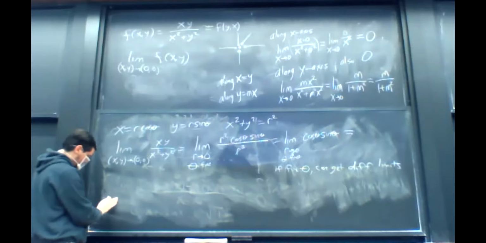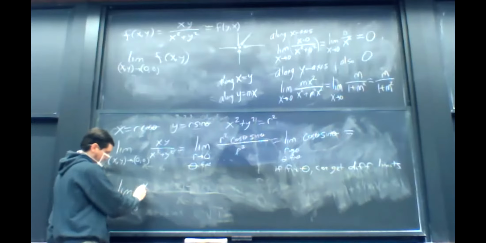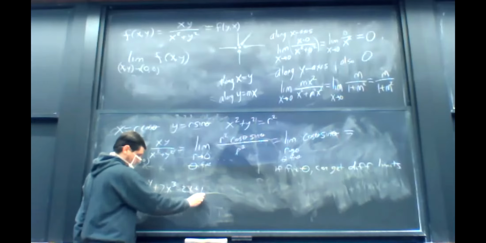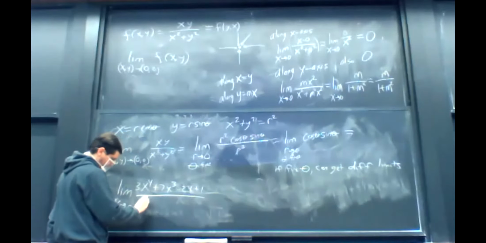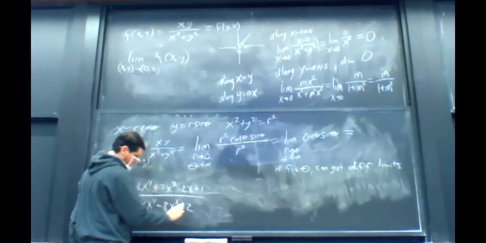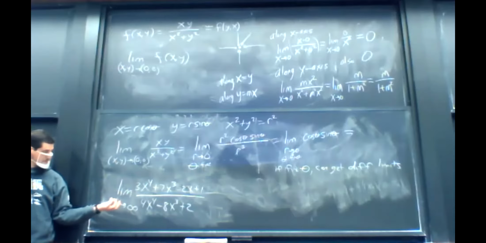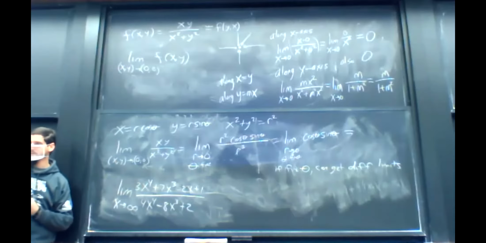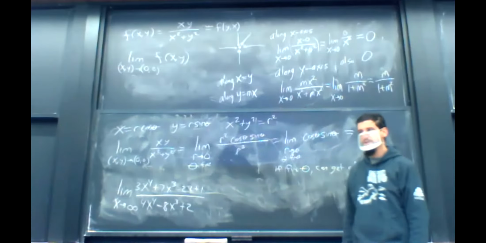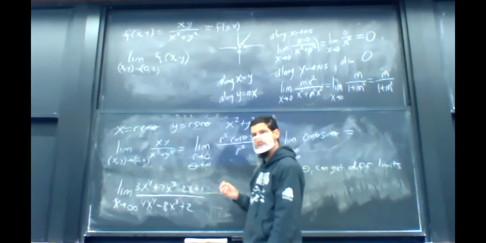And there's one last limit I want to do. Limit as x goes to infinity of, say, 3x to the 4th plus 7x cubed minus 2x plus 1 over 4x to the 4th minus 3x cubed plus 2. So when I look at something like this, as x becomes very, very large, what does the numerator look like? If x becomes huge, what does the numerator look like? It looks like what?